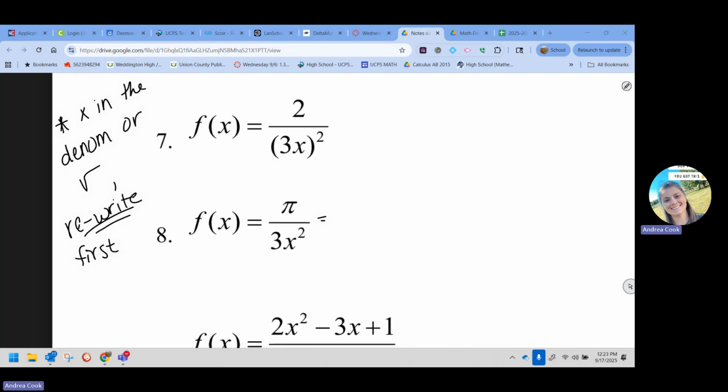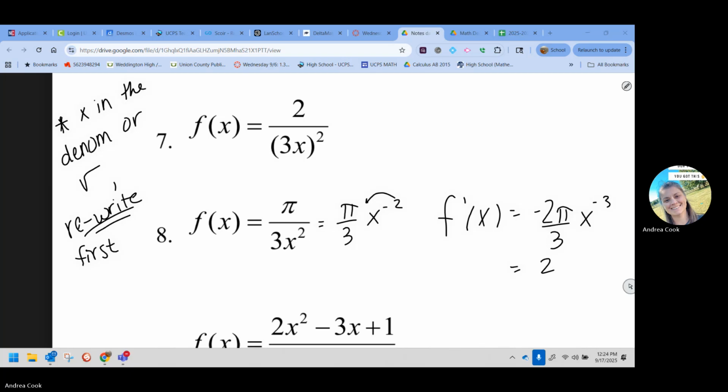So this is going to become pi/3, and I'm going to move the x up, so x to the -2. Which is not my derivative, that's just rewriting it. But now to take the derivative, I can do the power rule by moving the -2 in front. So -2 pi/3. And then when I subtract from the power, I'm at -2, now it's going to go down to -3. So -2 pi over 3x³.